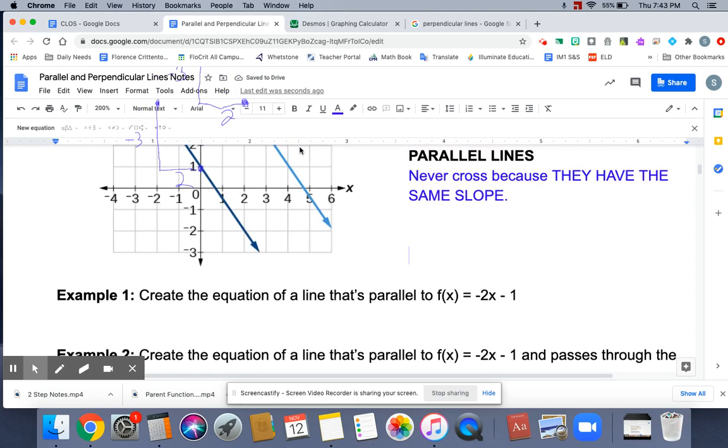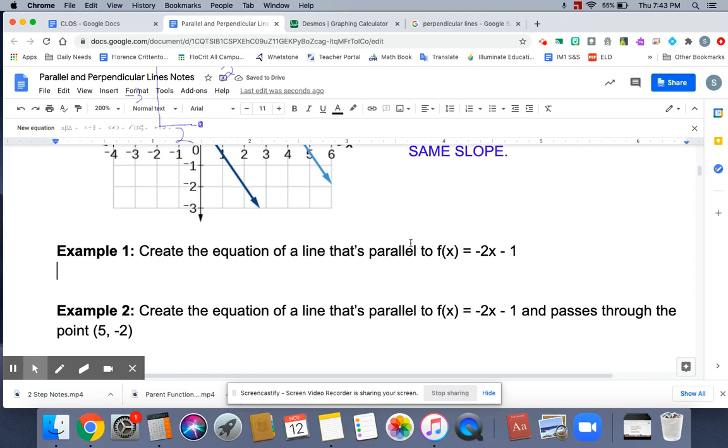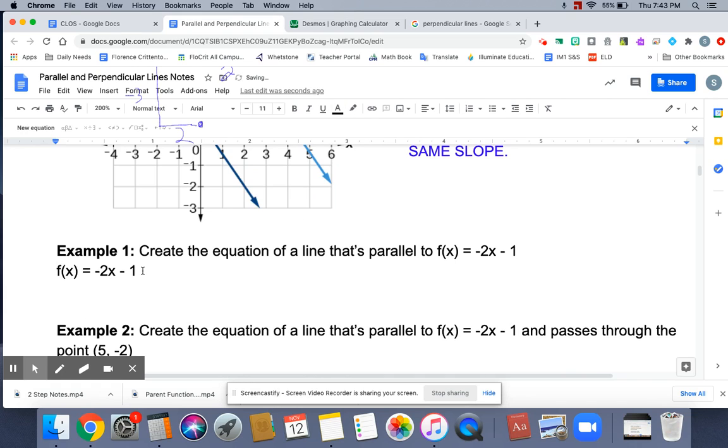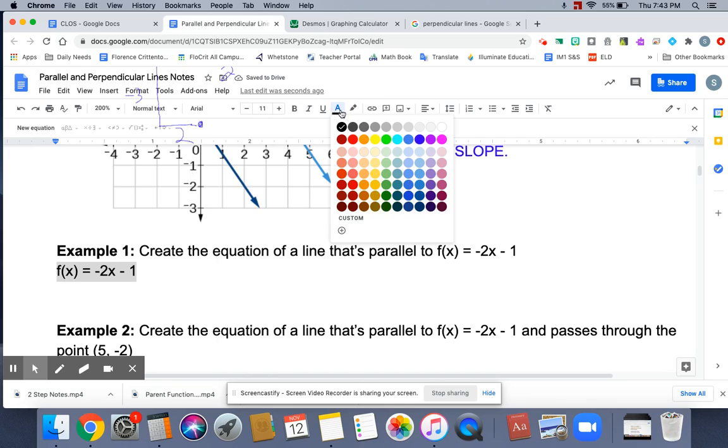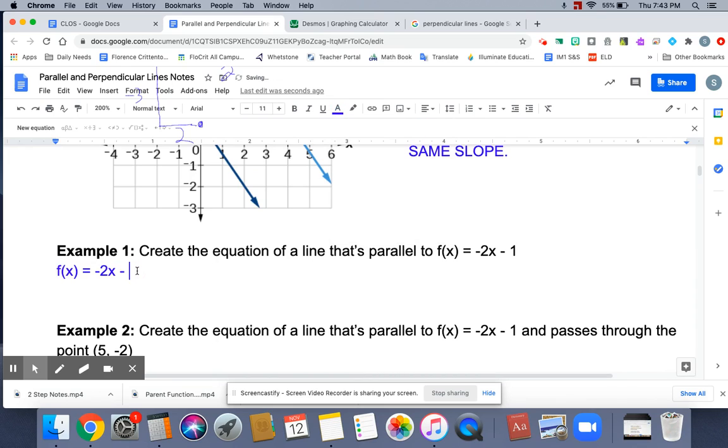So a question might be, create the equation of a line that's parallel to, and they give you an equation. Well, the answer is any equation in the entire world that has the same slope. So it has to be -2 as well. But it can be any b you want. It could be +5. It could be -10. As long as it's not the exact same one, the lines are going to be parallel.